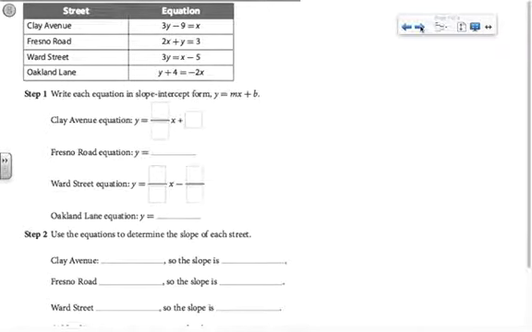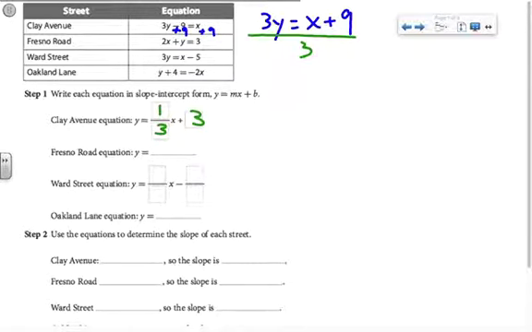Part B, we're doing a little bit more on our own. So again, step 1 is to rewrite each equation in slope-intercept form as y equals mx plus b. So Clay Avenue is 3y minus 9 equals x. Since I'm trying to get y by itself, I'm going to start by adding 9 to both sides. So now I'll have 3y equals x plus 9. And then when I divide both sides by 3, I get y equals 1/3 x plus 3.